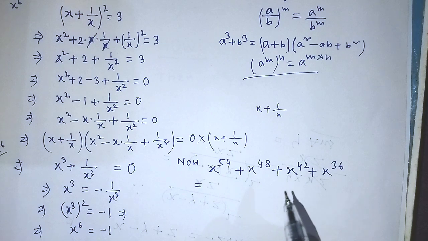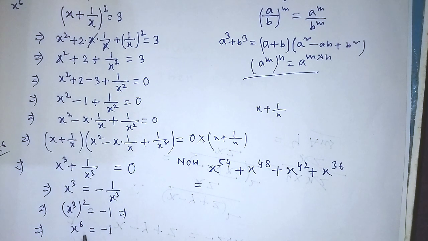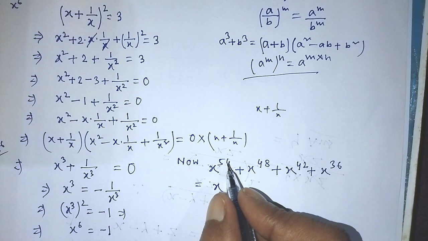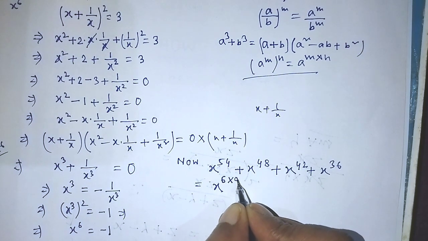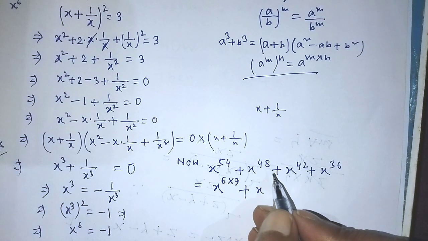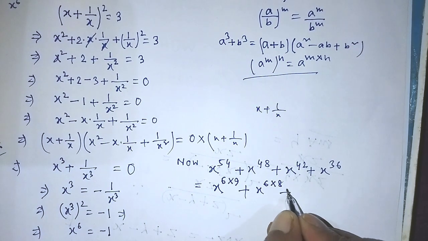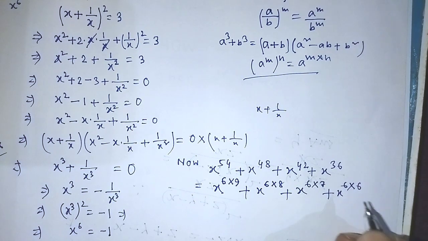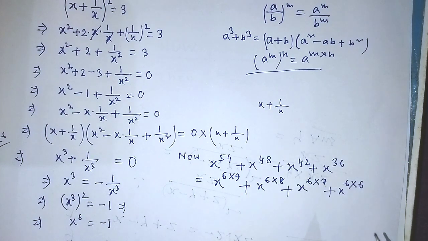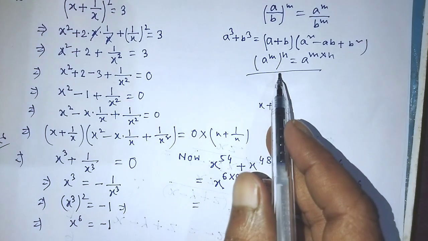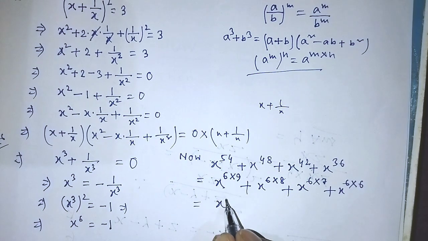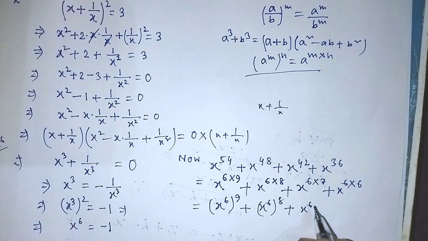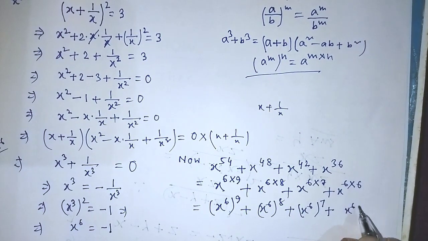So student, to find the value of this algebraic expression, we have to put the value of x^6 = -1 in this algebraic expression. So we can write x to the power, in place of 54 we write 6 into 9, plus x to the power, in place of 48 we write 6 into 8, plus x to the power 6 into 7, plus x to the power 6 into 6. To put the value of x^6 = -1, we have to break the power. According to this formula we can write (x^6)^9 + (x^6)^8 + (x^6)^7 + (x^6)^6.